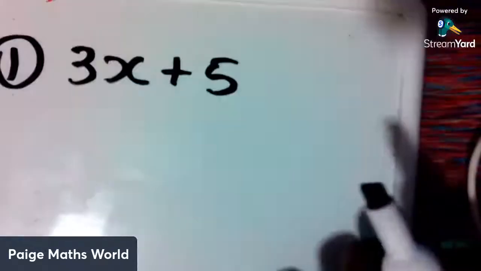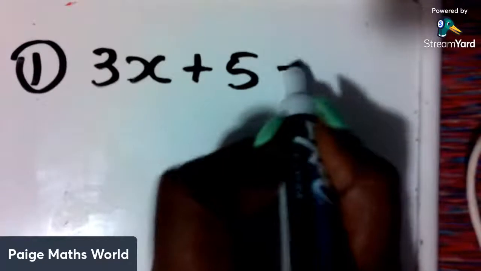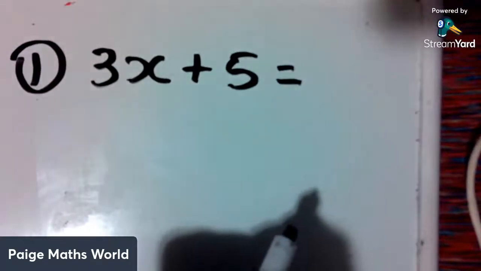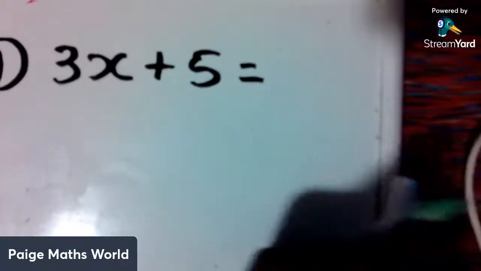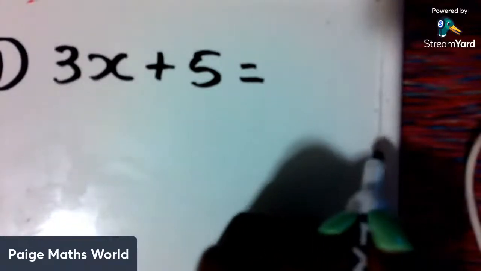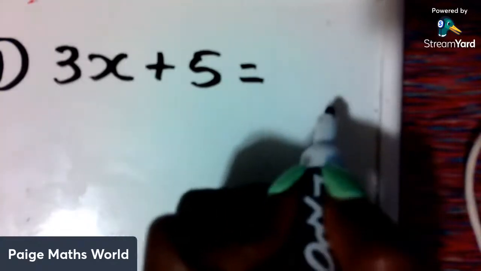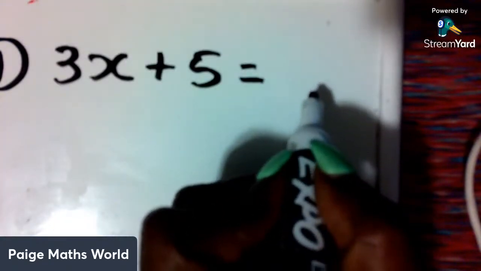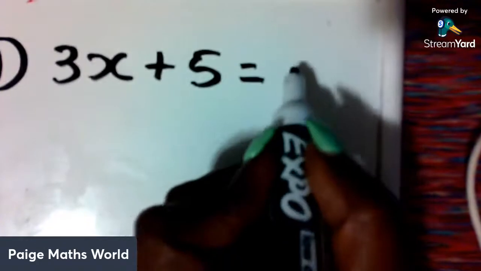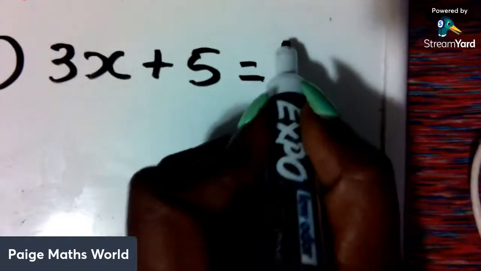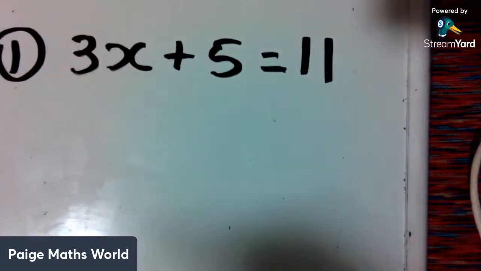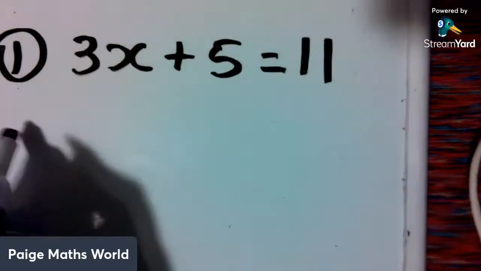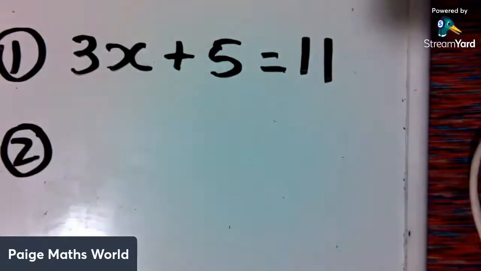3x plus 5 is equal to... I don't want to give you guys one that's going to make you get a decimal. So we could have 11. Yeah. So 3x plus 5 is equal to 11. And I'm going to give you another one.